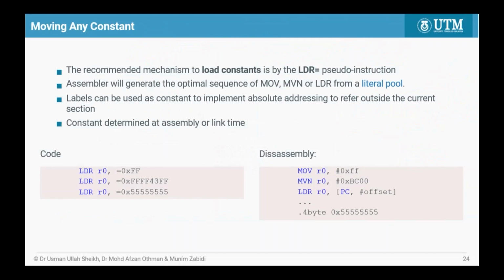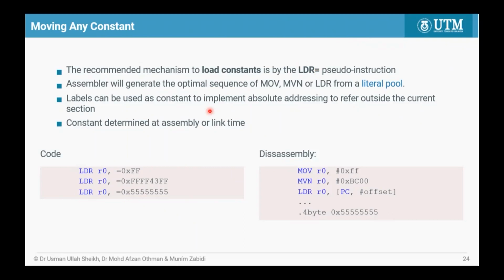So in order to move a constant greater than 8-bit, what are you going to do? We can use the LDR instruction. If you're going to move a constant that is a 32-bit, 16-bit, or 24-bit number, you can use the LDR. This instruction here, LDR equal, is a pseudo instruction. The assembler will generate the optimal sequence of MOV, MVN, or other instructions from the literal pool. A label can be used as a constant to implement an absolute address to refer outside the current section.